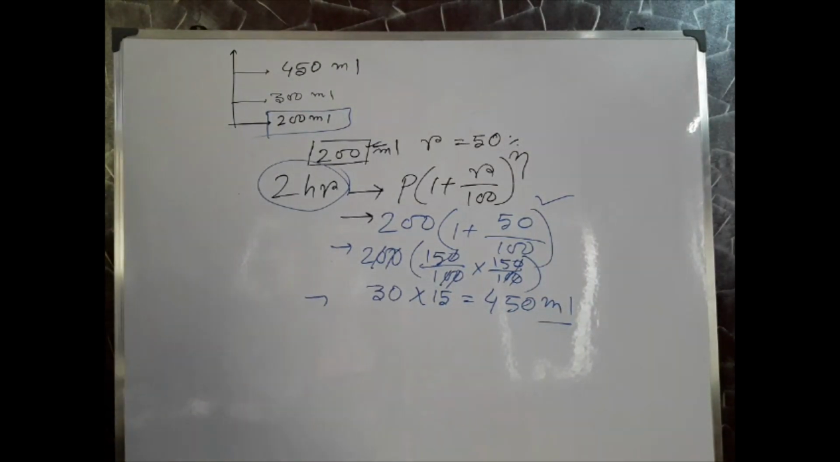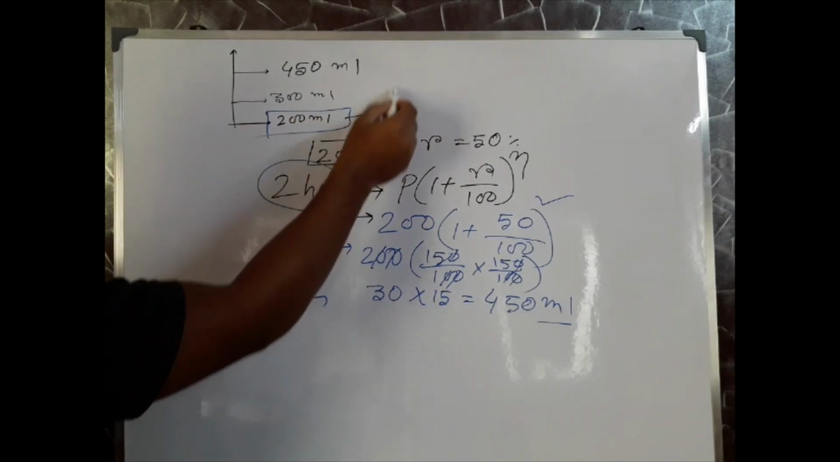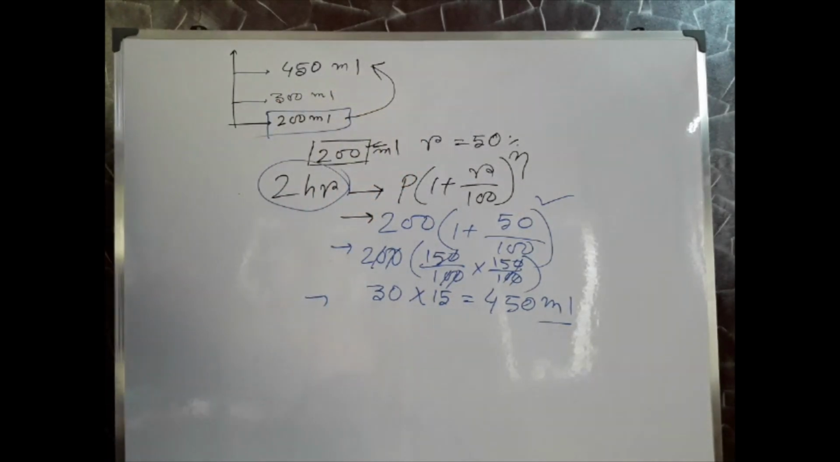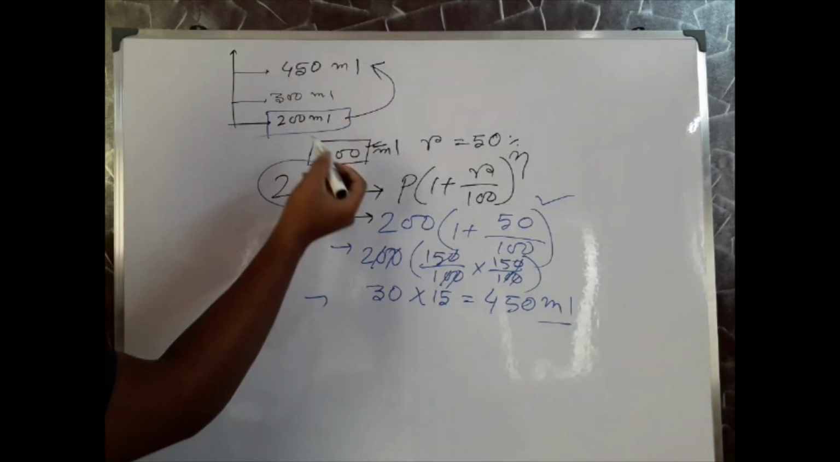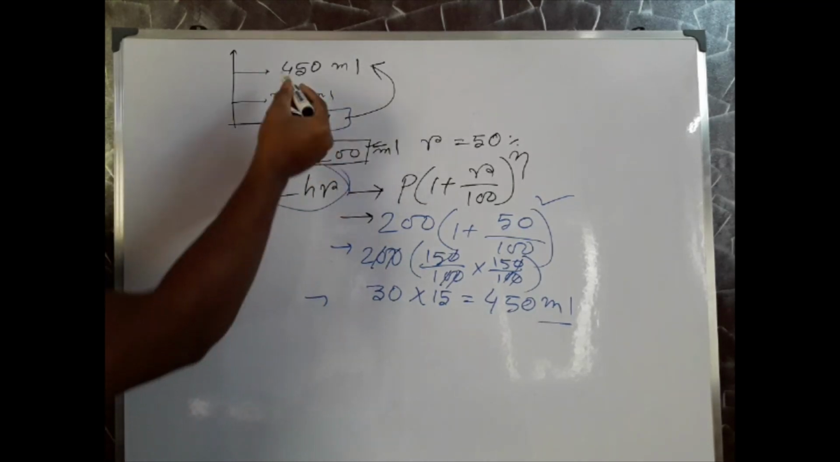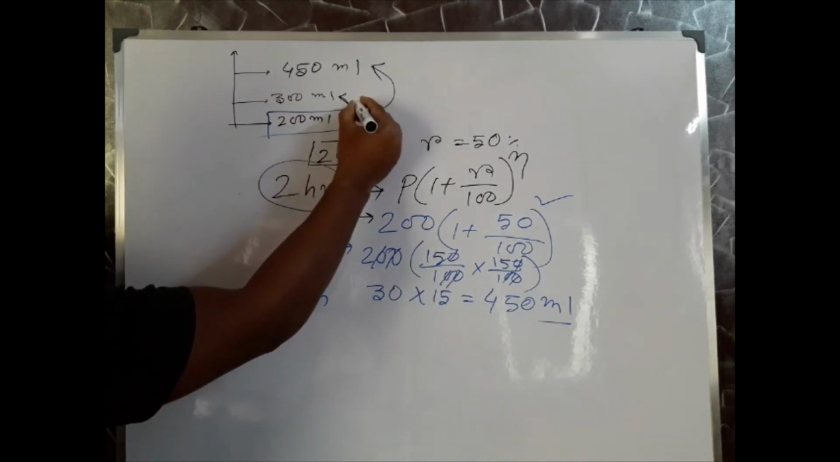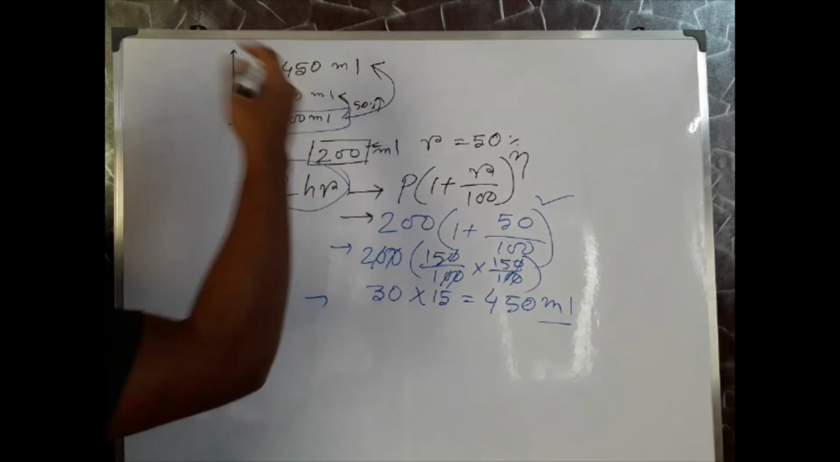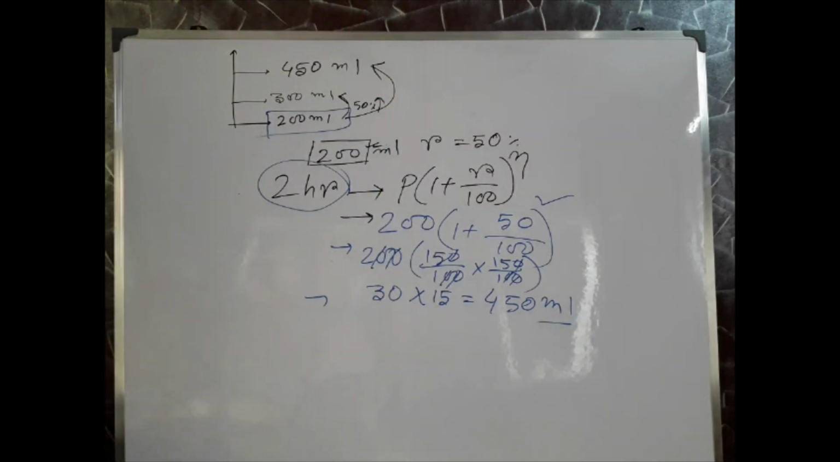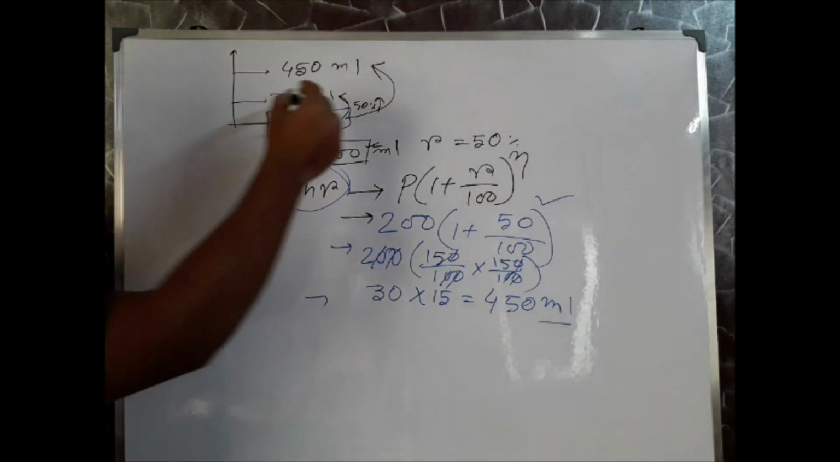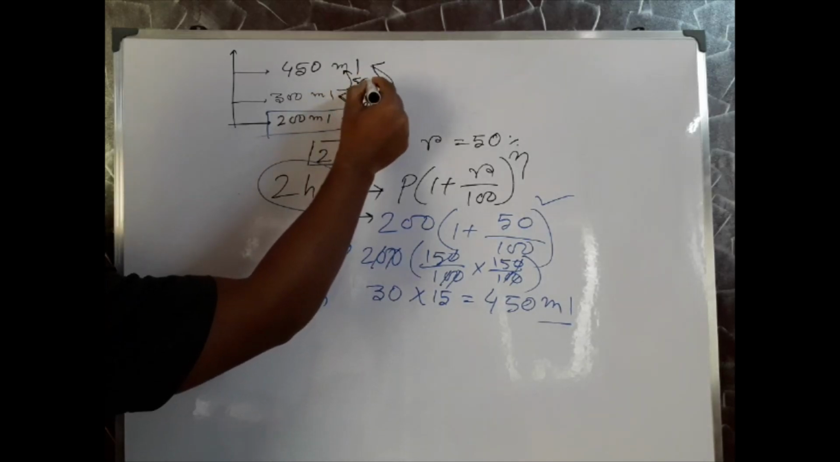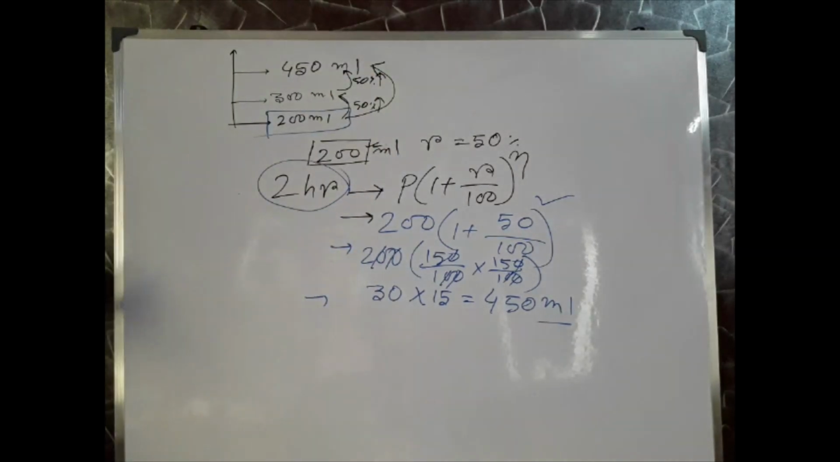That means from 200 milliliter to 450 milliliter, the increase rate is what? 50%. From 200 to 300, it is 50%. Sorry, it's not the rate of interest, but the rate of increase. Again 300 to 450, again 50%. Same thing.